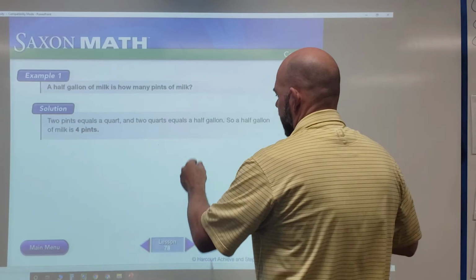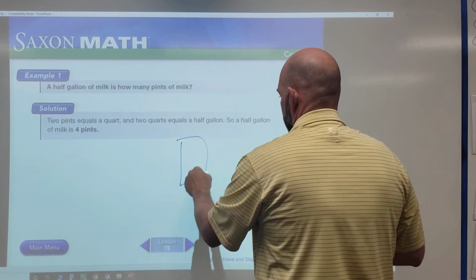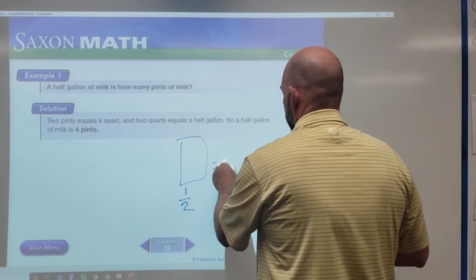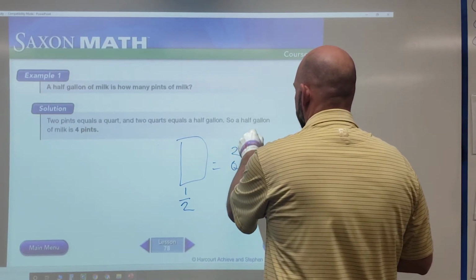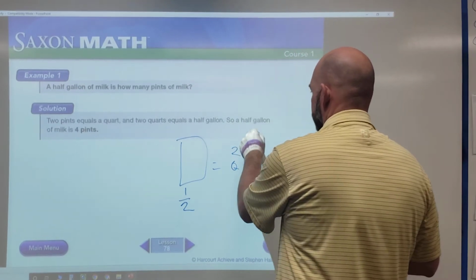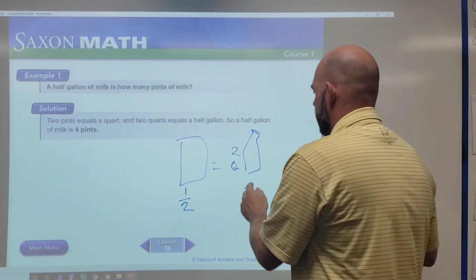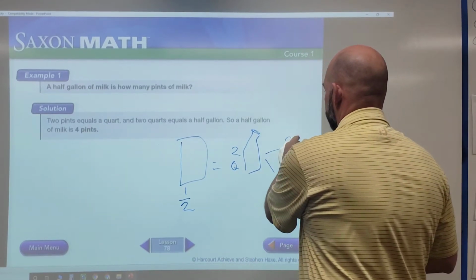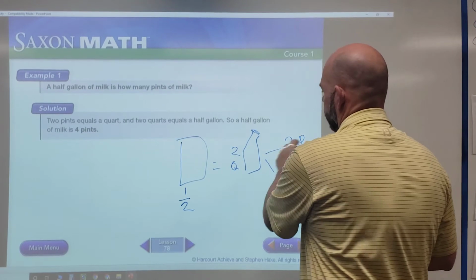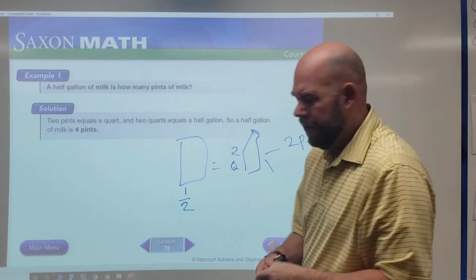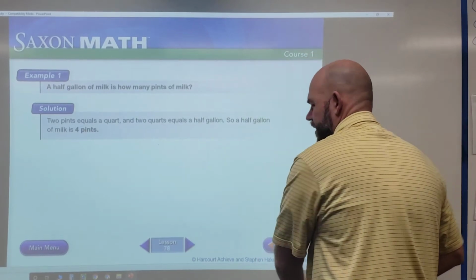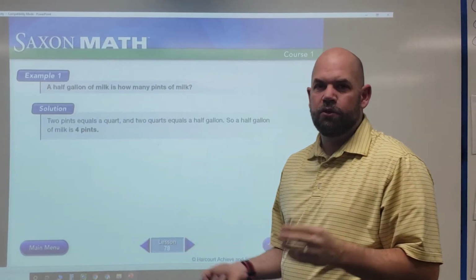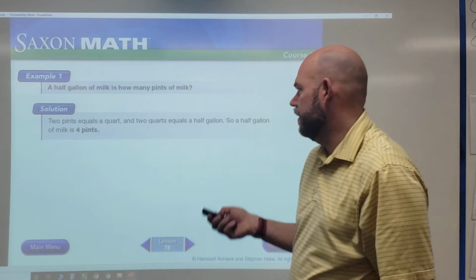So you can be like, a half gallon equals 2 quarts. You can make your little bottle thing. That's a beautiful bottle. Good job, Mr. C. And remember that one of those is 2 pints. So 2 times 2 is going to give you 4. You can draw it out if you need to. Think about it in your head. Just remember each one doubles, but don't forget to include the half gallon.